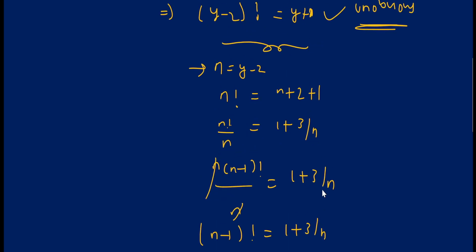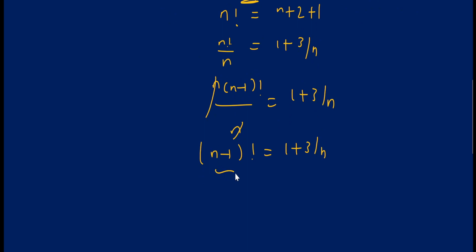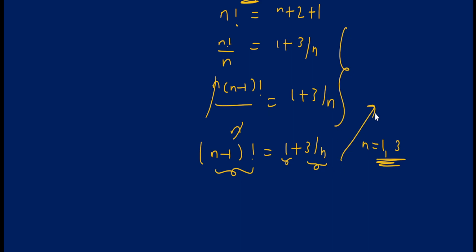We know that y is an integer by the first observation. y minus 2 will be an integer, so n is an integer. Therefore n minus 1 will be an integer, so 1 is an integer, so 3 by n should be an integer. 3 by n can be an integer only when n equals 1 or n equals 3, because only factors of 3 can be in the denominator. So by performing these steps, we reached an obvious equation where we can directly tell the answers as 1 or 3. That's the beauty of problem solving.